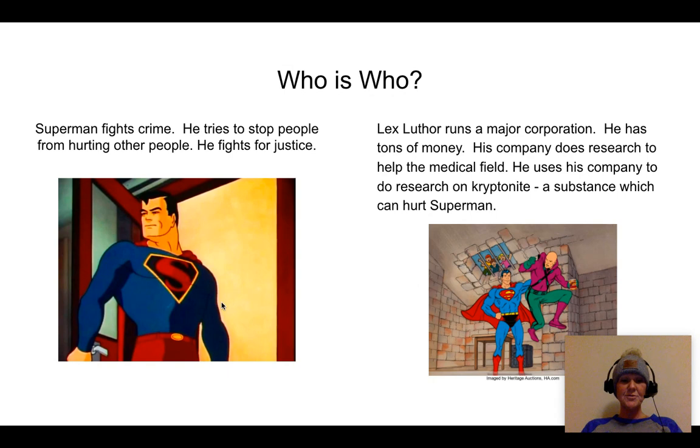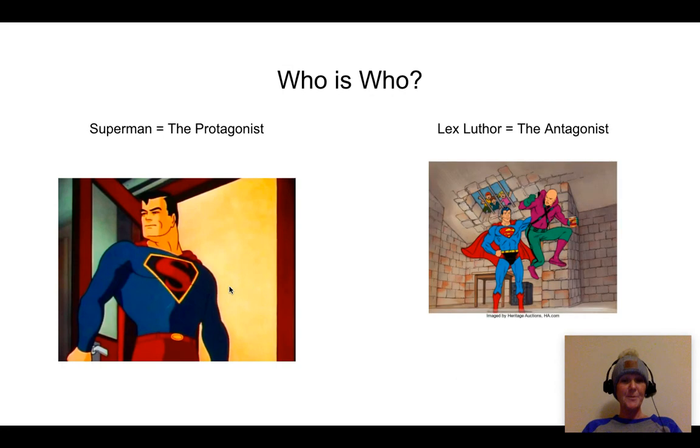So if these two, Superman and Lex Luthor, were in a story, who would be the antagonist? Who would be the protagonist? Remember, the protagonist is who the story is mostly about, and the antagonist is the person trying to get in the protagonist's way and stop them. If you guessed that Superman is the protagonist and Lex Luthor is the antagonist, you were correct. Superman fights for justice. He's trying to do the right things, but Lex Luthor is always there trying to get in his way, trying to make bad things happen, or trying to hurt Superman with kryptonite.